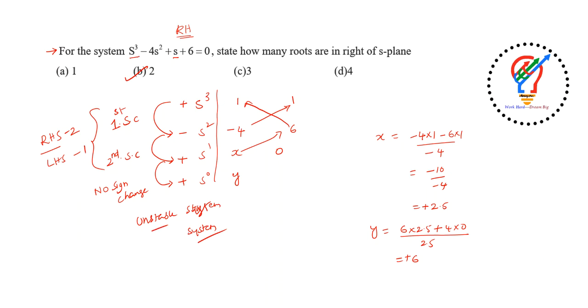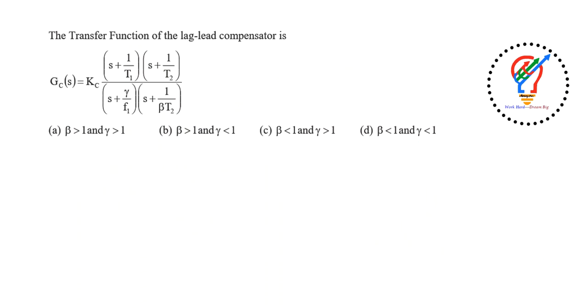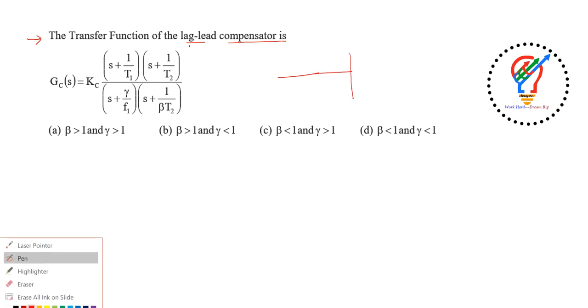So let's move to the next question. Here, the transfer function of a lag lead compensator is given. You need to understand a few basic points here. In the s plane, let me choose a different color for identification purposes. First, lag means there should be a pole.